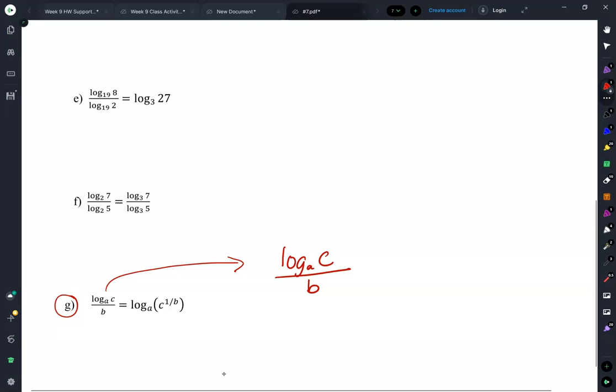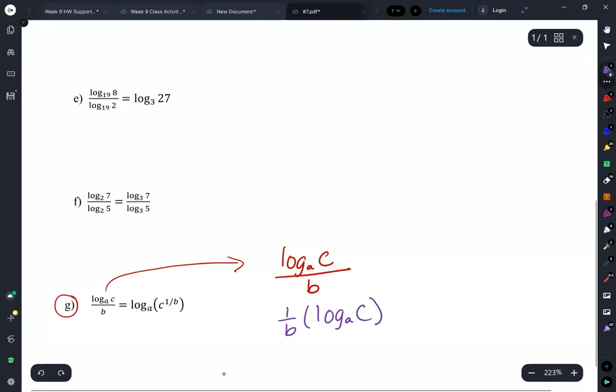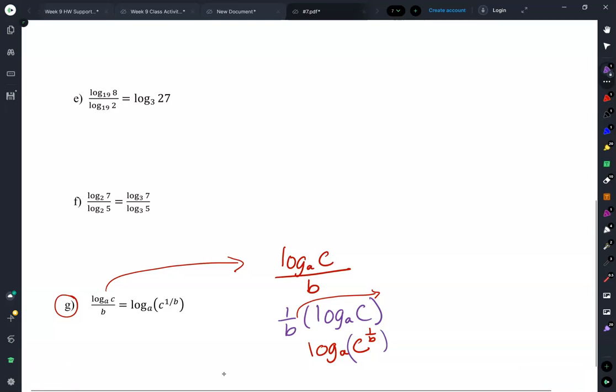I can manipulate this. So what I'm going to do is, it's kind of like in the previous one, I'm going to rewrite this dividing by b as 1 over b times log base A of c. And then I can use my property to make that be a power. So then I would have log base A of c to the 1 over b. And really we can put the parentheses around or not. It's just showing what I'm taking the log of. And so in fact those are equal, so this one would be true.